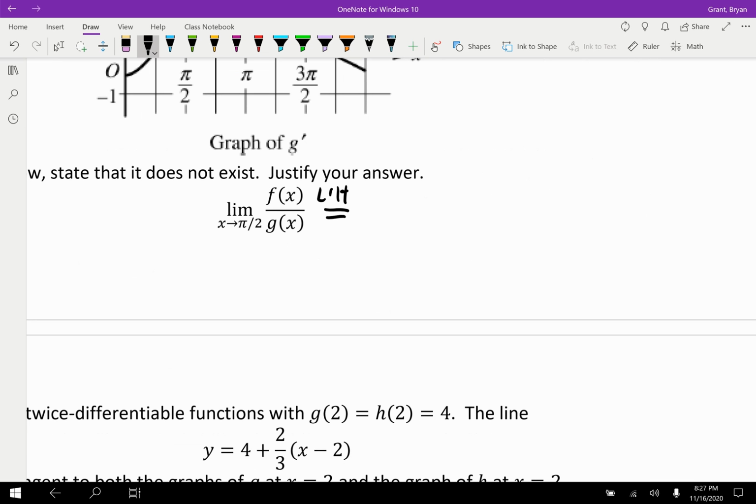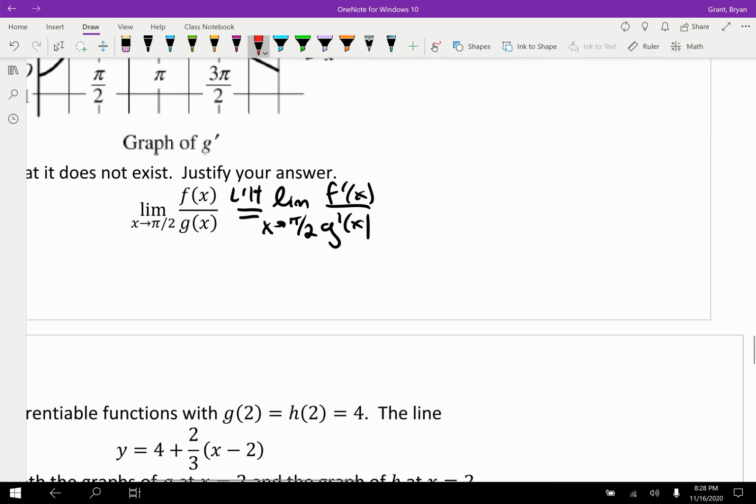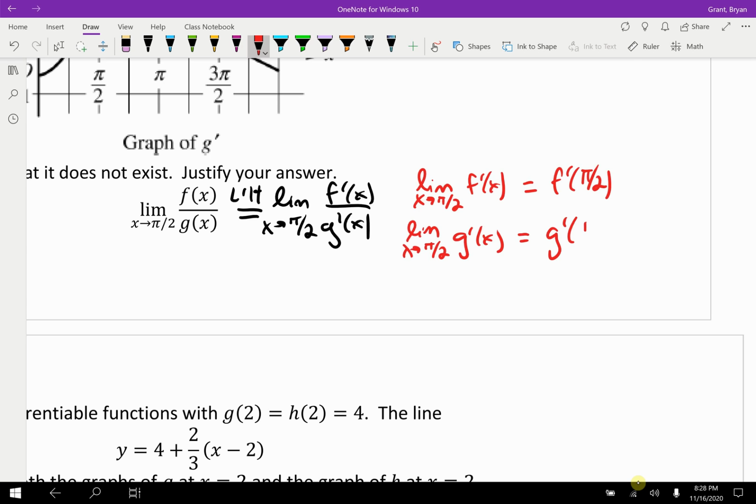Equals L'Hopital, the limit as x approaches pi over 2 of f prime of x divided by g prime of x. And let's try again. Okay, having done this before, you don't need to do another derivative, so let's do it right here. We're going to do the limit as x approaches pi over 2 of f prime of x. And we're going to do the limit as x approaches pi over 2 of g prime of x. And this is going to equal, and we'll stay in red, f prime of pi over 2. This one's going to equal g prime of pi over 2. And let's finish this off.